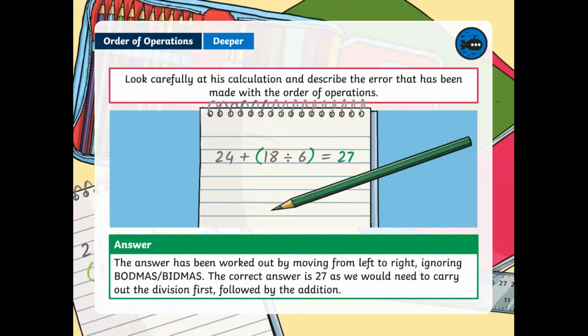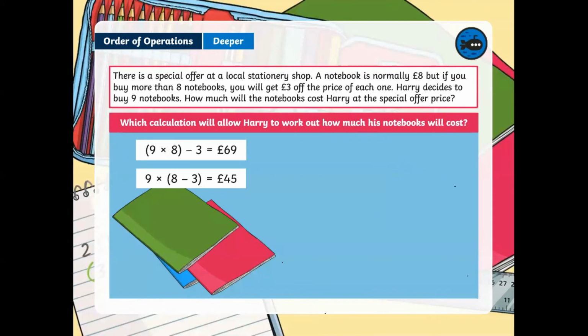So here's the textbook answer. The answer has been worked out by moving from left to right, ignoring BODMAS or BIDMAS. The correct answer is 27, as we would need to carry out the division first, followed by the addition. Okay.